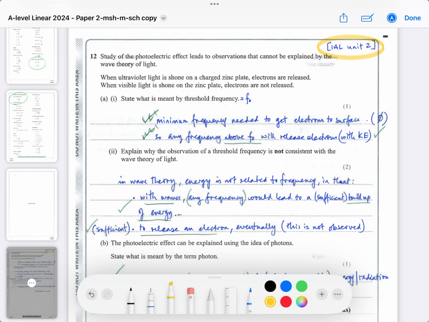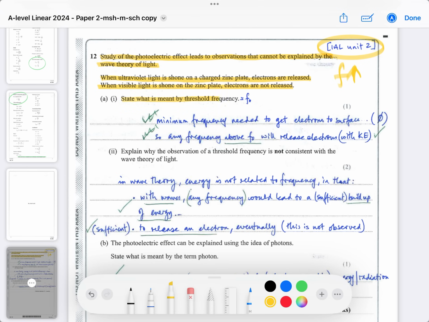Next question, question 12, is from Year 12. So if you're doing IAL, not retaking Unit 2, then you can skip this question. This is the photoelectric effect. It leads to observations that cannot be explained by the alternative theory, the wave theory of light. When ultraviolet is shone on a charged zinc plate, electrons are released because ultraviolet has a higher frequency. When visible light is shone, electrons are not released because its frequency is lower than ultraviolet. Ultra means high.